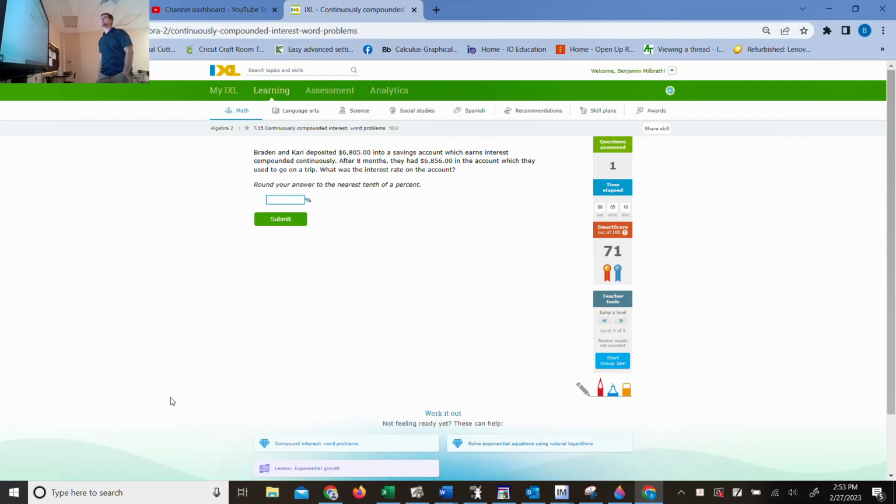Level 4, Braden and Carrie deposited $6,805 in a savings account, which earns interest compounded continuously. After 8 months, they had $6,856 in the account which they used to go on a trip. What was the interest rate on the account? This isn't actually that bad. Hopefully I won't mess it up. But you're going to use PERT.